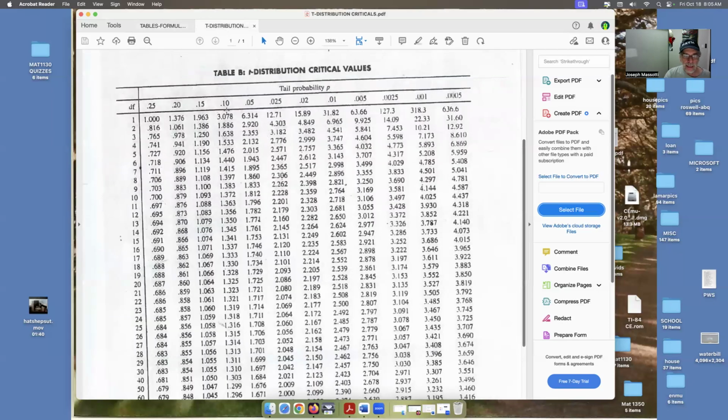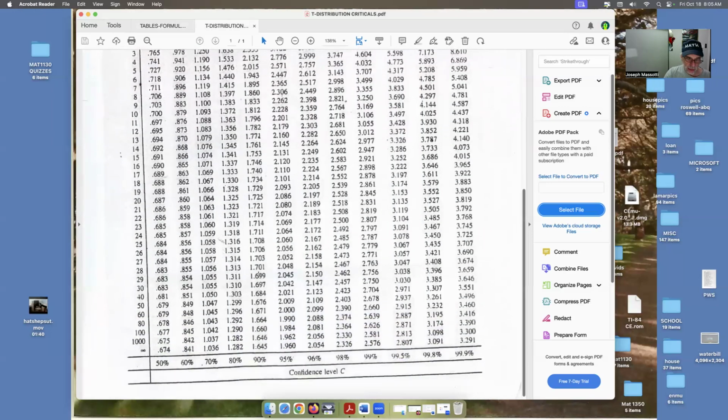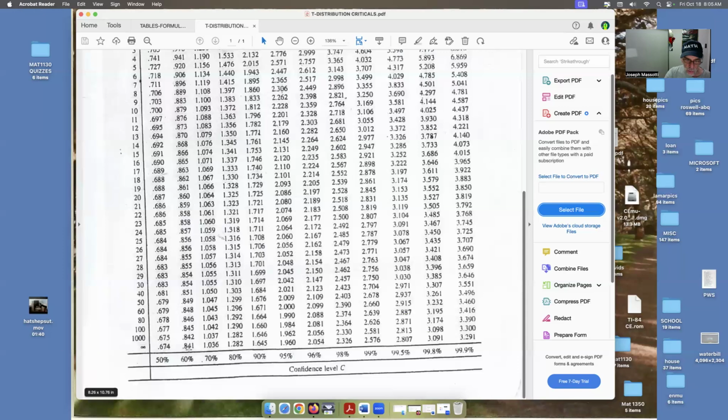Just here, 90% confidence would be the 0.10 column. 95% confidence would be the 0.05 column. And 99% confidence would be the 0.01 column. And again, notice down here, the last row, also at the bottom, 1.645, 1.96, and 2.576 that we have been using mostly.